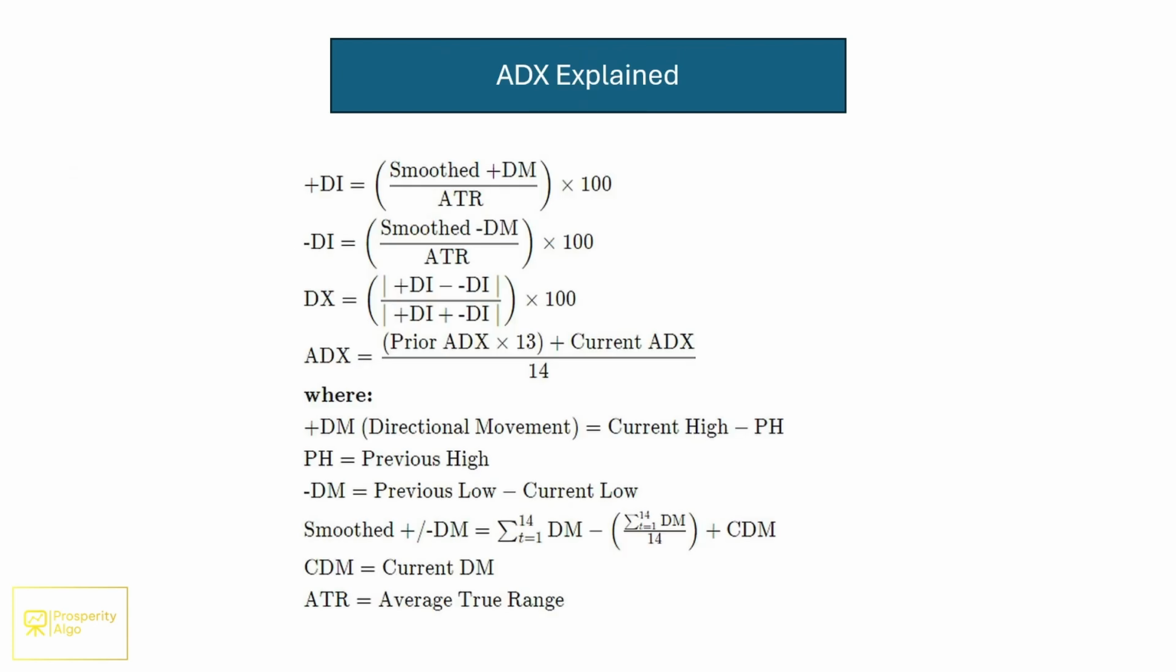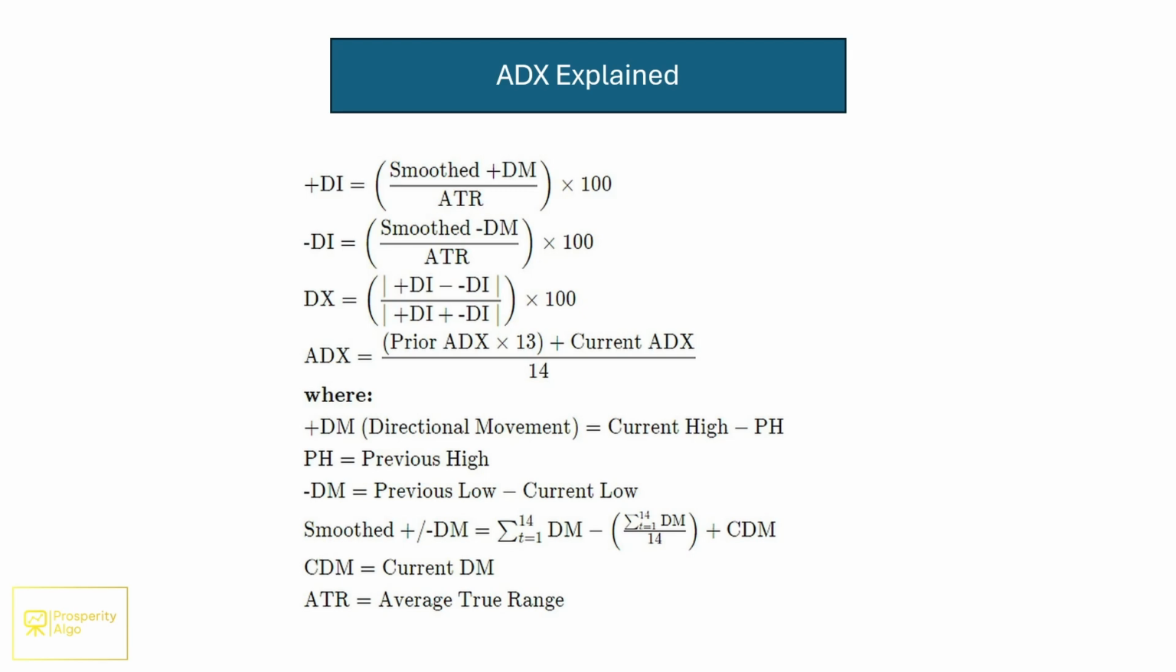Okay, now diving a bit into the actual calculations behind the ADX. It's a pretty complex multi-step calculation, but really it breaks down into this: to get the ADX, you first need to calculate the positive directional index and the negative directional index. And you have likely seen these two lines on your indicator as well.